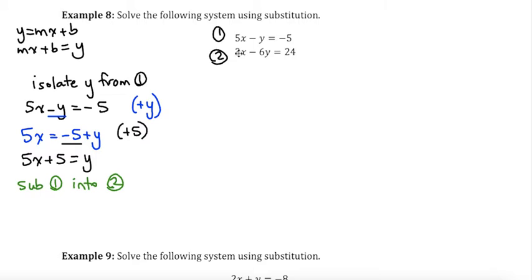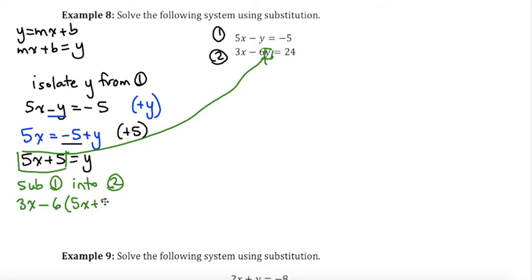I'm going to start by writing my equation number 2, 3x minus 6. When I get to the y, I write a bracket, and I'm putting this expression in here. So this is my expression for y. That is going right here into this y. So it becomes 5x plus 5, close my bracket, equals 24.